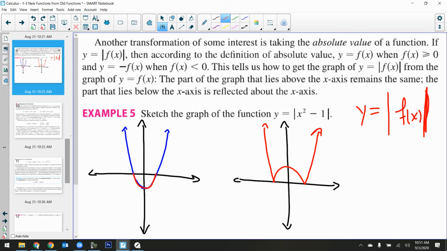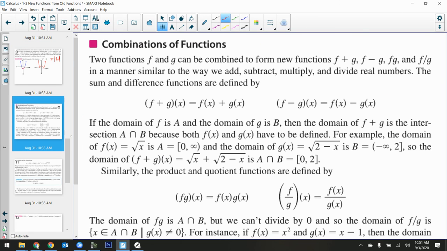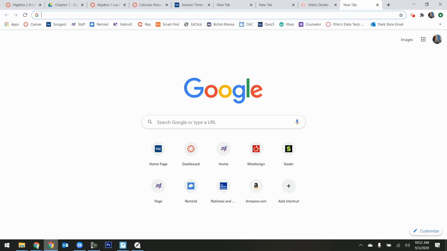About 10 minutes left. Let's talk about them and then we'll finish up tomorrow. That's a lot of material. That's a lot of words on a page right there.